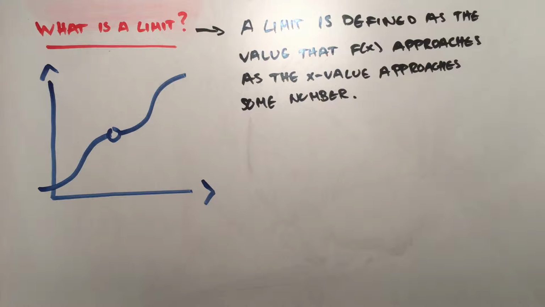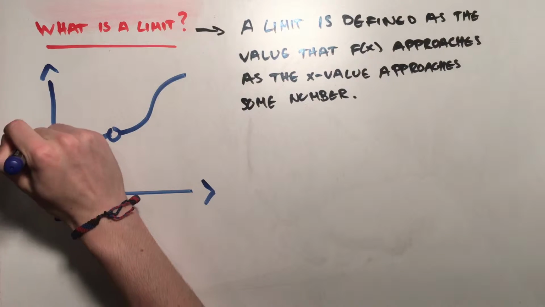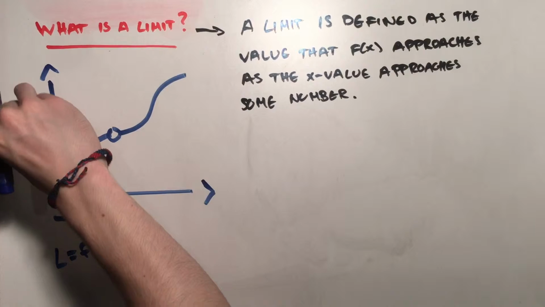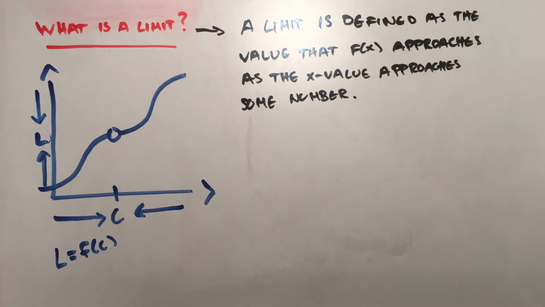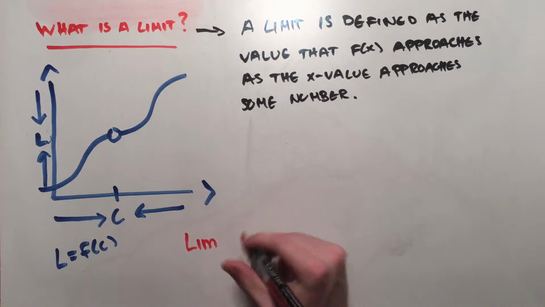If we name some x value c, where f of x is undefined at c, the limit of f of x on our graph at x equals c will be f of c, because all of the values of f of x get closer to f of c as x gets closer to c. We can call this f of c the limit, or capital letter L.